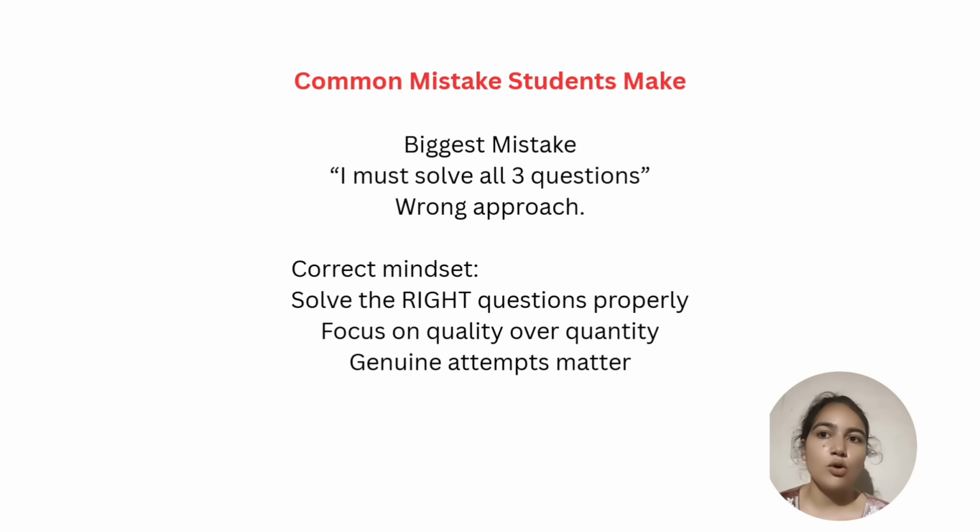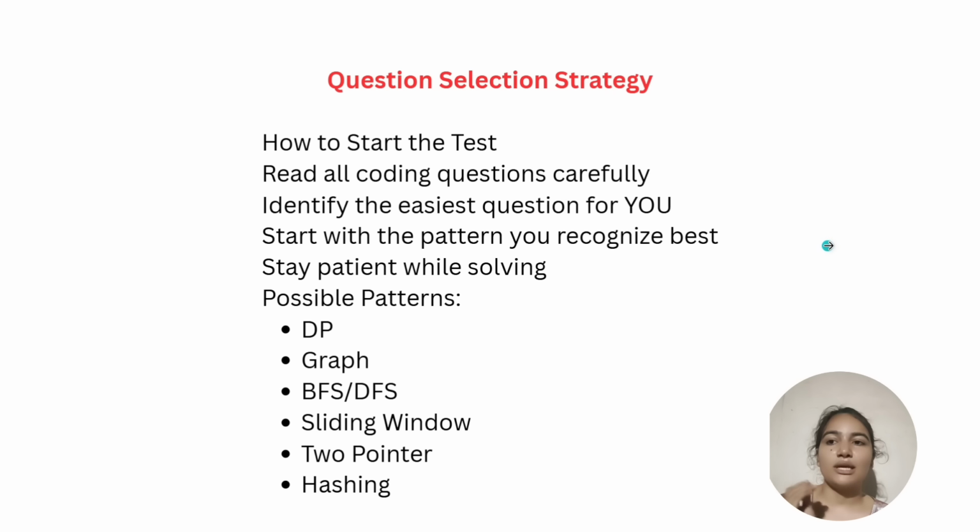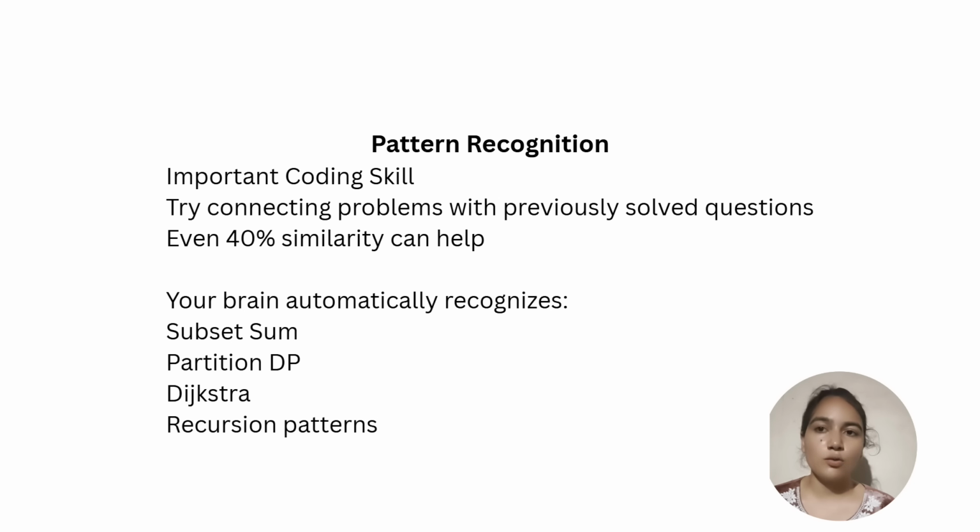Sometimes question 2 or question 3 may match a pattern you already know very well. For example, subset sum, partition DP, BFS, DFS, sliding window, two pointers, hashing. Even if the question is not exactly the same, your brain will start recognizing similarities after reading carefully 2 or 3 times. So make sure that first you are reading the question carefully, and this is the key skill in a coding assessment.